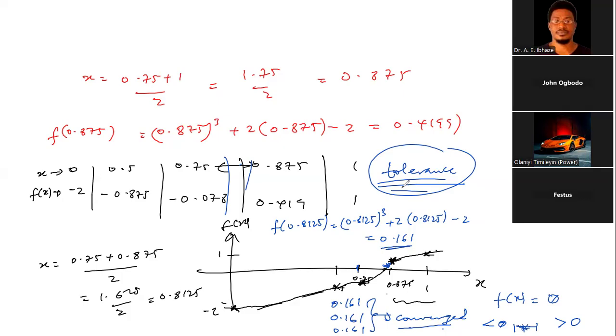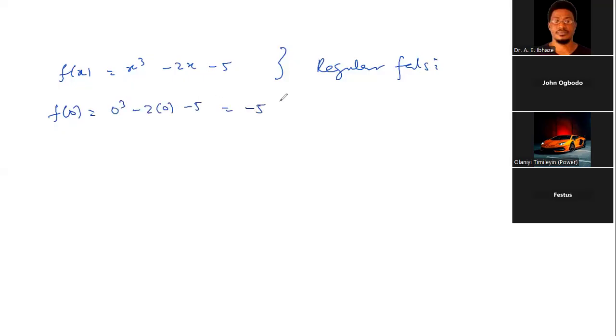Yes, sir. Okay, now let us look at the regula falsi. Let's assume f of x is x cubed minus 2x minus 5. Here we want to find the region within the graph where the root lies. We just go by some form of assumption. Let's try f of 0, which is 0 cubed minus 2 times 0 minus 5, which is minus 5. This is a red flag, this negative value, so we can't use this.